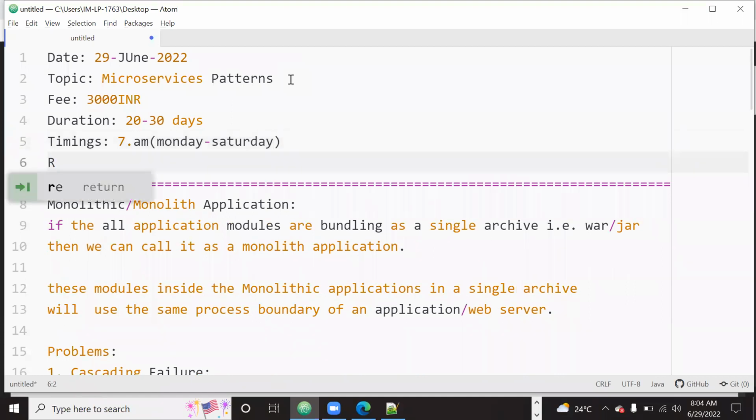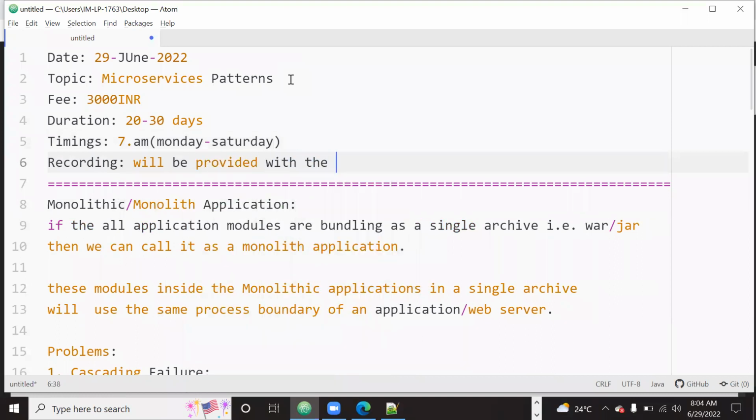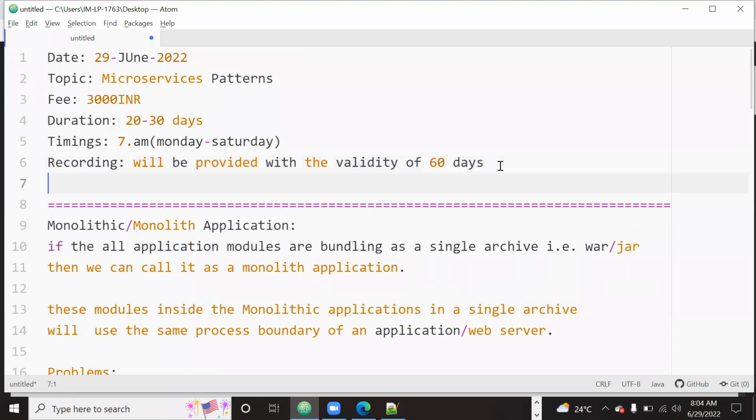What will we give? Recordings will be provided, with a validity of 60 days. That means 30 days while the course is happening, plus 30 more days we will provide the recording. And then the material: a soft copy of the material you will get.